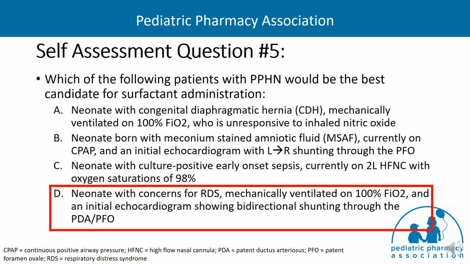Surfactant would be beneficial in babies who have PPHN thought to be due to parenchymal lung diseases, and that would include something like RDS. The patient in answer A does not have any mention of anything that would sound like a parenchymal lung disease, just the CDH, so would not necessarily be a candidate unless we thought there was also surfactant deficiency or inactivation. The patient in answer B still has left to right shunting, so nothing on the echo currently indicating pulmonary hypertension. And the patient in answer C is still only on high flow and is not demonstrating severe disease or severe surfactant deficiency.